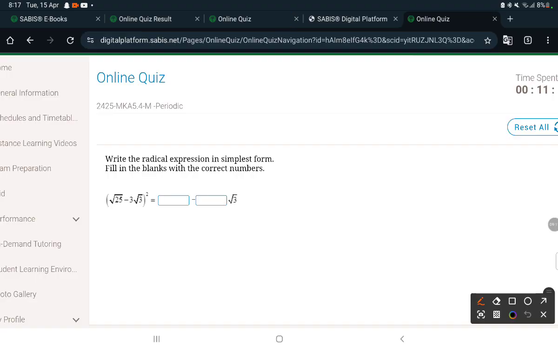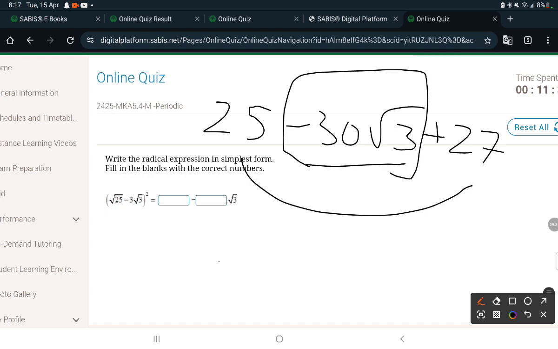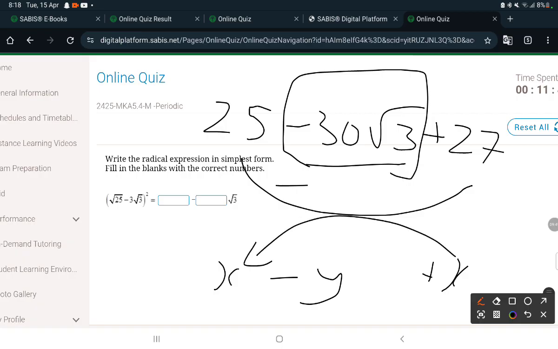So let's set this up. We got 25, and then we got minus 30 radical 3, then plus 27. So we can only add 25 and 27. We can't subtract the minus 30 radical 3, because this is like its own variable. Imagine this is x, and then this is also x, and then you have y over here. You can't just do x minus y and get some random number. Imagine this is its own variable, so you just leave it. So 25 plus 27 is 52. And then you have minus 30 radical 3. As I said, imagine it's its own variable, so you just leave it.